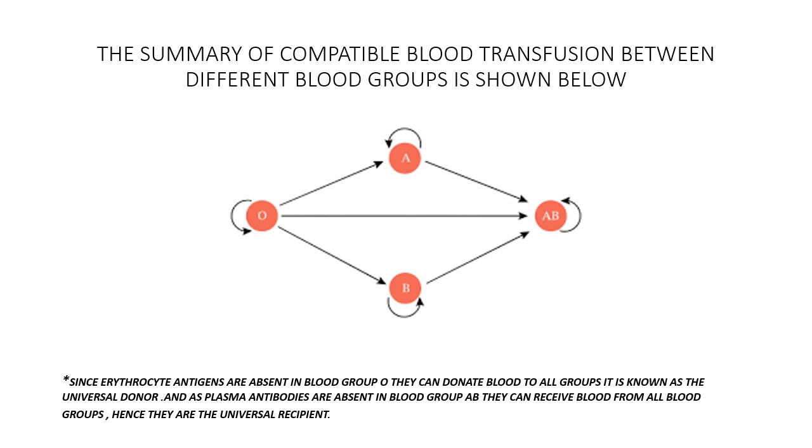Now let's see how blood transfusion occur between different blood groups. Each blood group can receive and donate blood to their own blood groups. Since erythrocyte antigens are absent in blood group O, they can donate blood to all groups. It is known as the universal donor. And as antibodies are absent in blood group AB, they can receive from all blood groups, hence they are universal recipients.